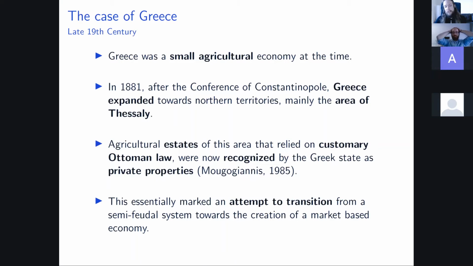What's interesting in this case is that agricultural estates of this area used to rely on customary Ottoman law, but were now recognized by the Greek state as private properties. Essentially, this was an attempt to transition from a semi-feudal system towards a market-based economy for the first time.